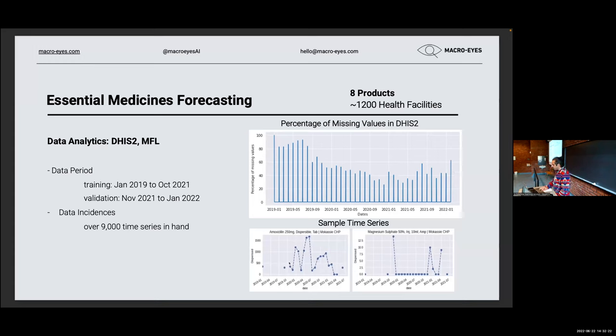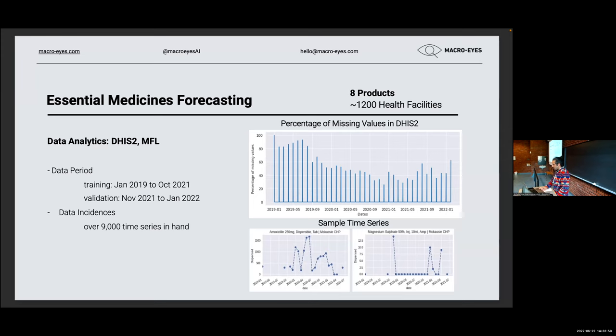And also underneath, I just want to show you 2 examples of the data we had, for those who've seen time series before, to have a better understanding of what type of time series I'm talking about. So here you see on the left and the right, in the bottom, the 2 different types of medicine at 1 CHP. On the x-axis, you see the time, and the y-axis shows the consumption over months. You see that there are a lot of missing values.